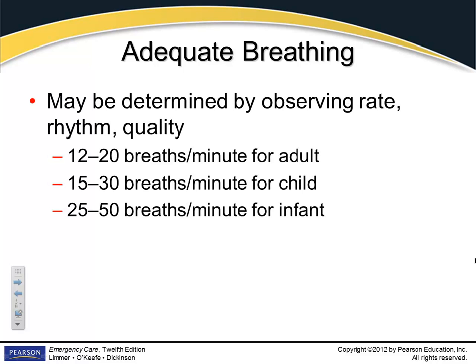You will also determine the rate based on these parameters. 12 to 20 breaths per minute is normal for an adult. This is a normal respiratory rate. This rate doesn't have anything to do with the rate at which you bag a patient or how often you bag them when you're doing CPR or how often you ventilate them if they've been intubated. Those numbers are something completely different. This is normal respiratory rate.